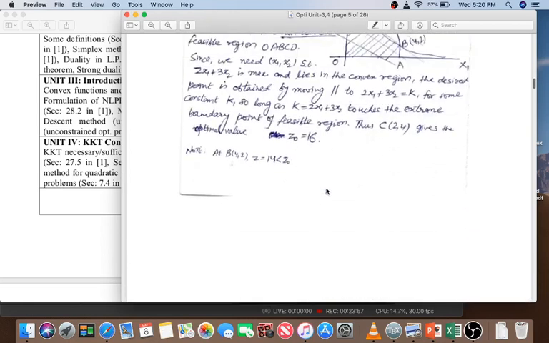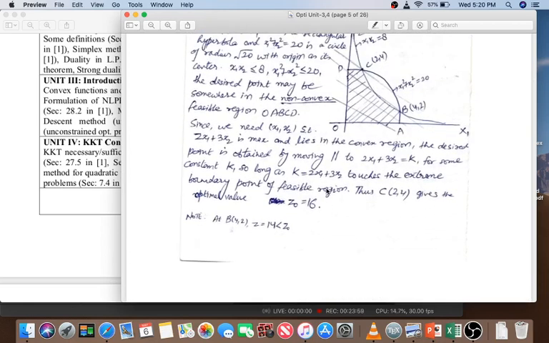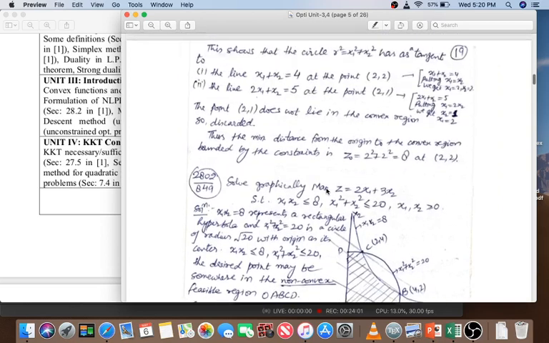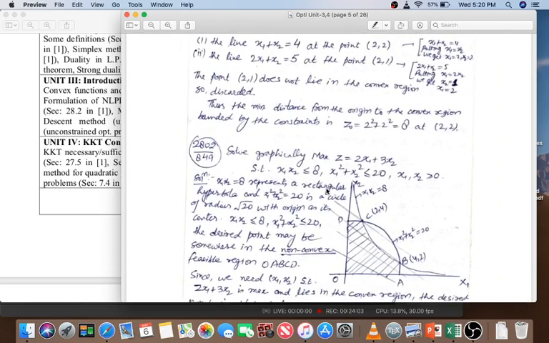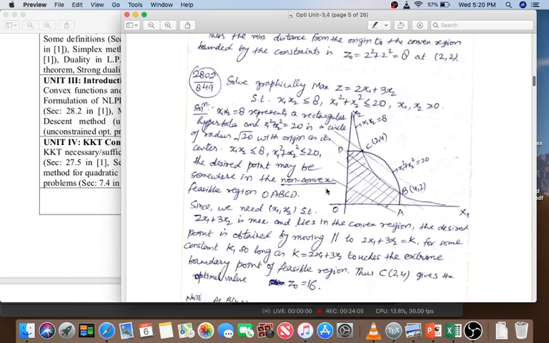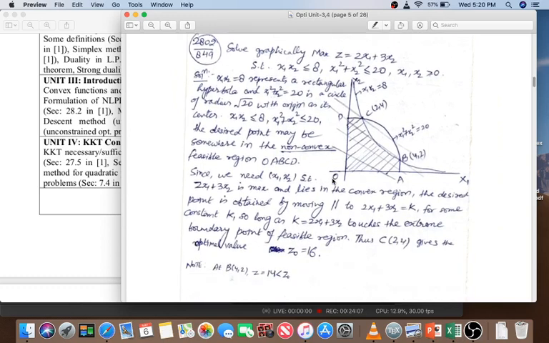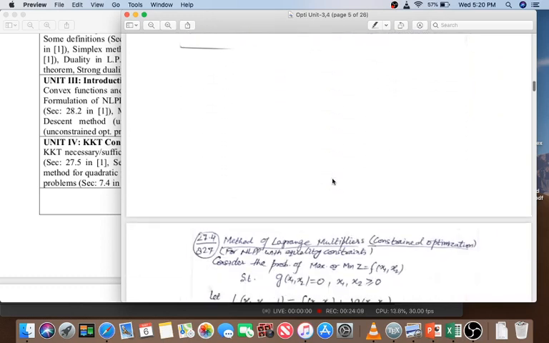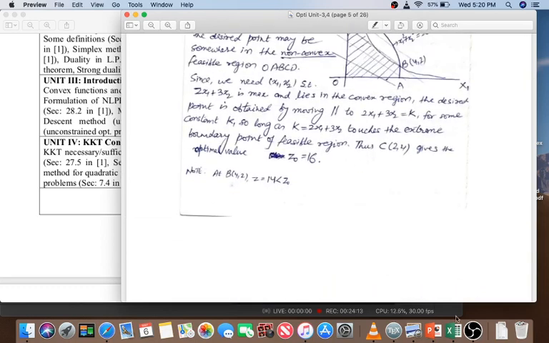After this there are several problems in the exercise in this book. You can solve some problems by yourself. In the next lecture I will explain the second method, Lagrange's method.